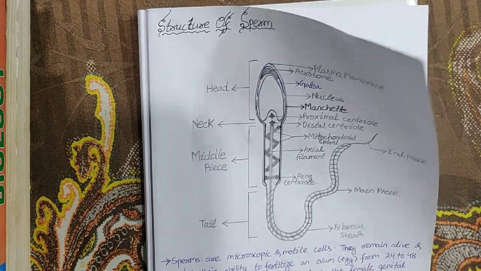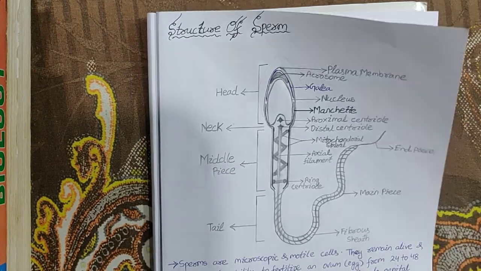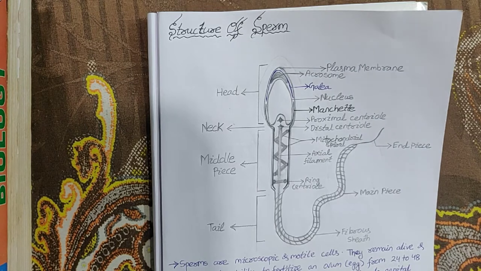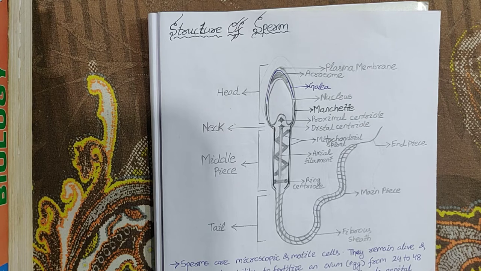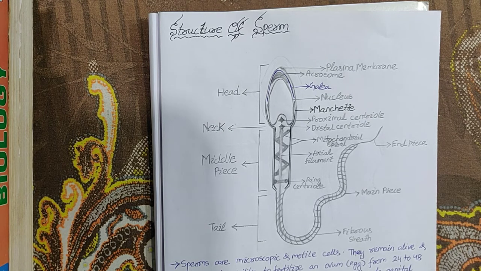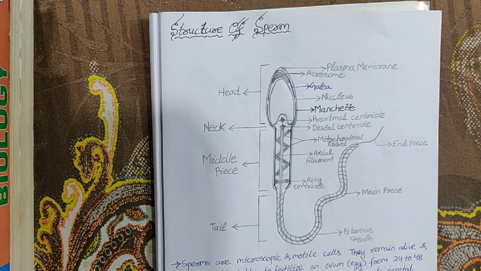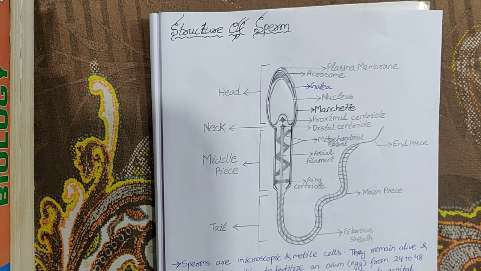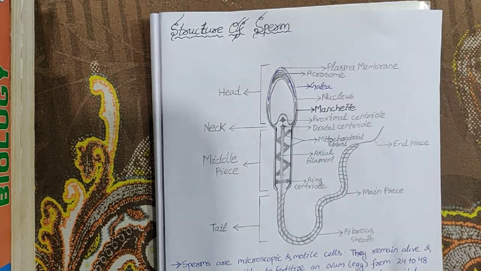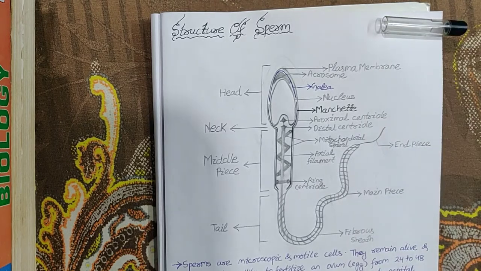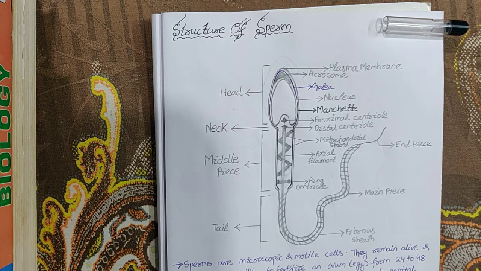Hello students. So today we'll study about structure of sperm. So sperm are microscopic and motile cells. They remain alive and retain their ability to fertilize an ovum for 24 to 48 hours after they have been released in the female genital tract, waiting for the egg.